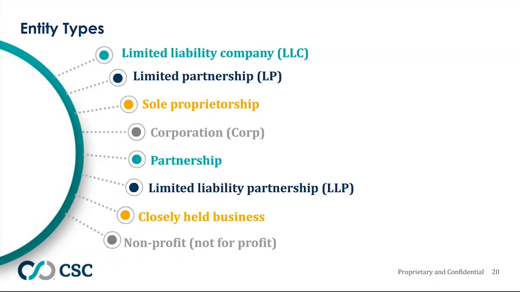Now what we're going to do is transition into talking about some of the different entity types that are out there. As you can see listed, we have things such as the limited liability companies, the limited partnerships. We also have the corporations, LLPs, the limited liability partnerships. But I also want to draw your attention that we also have closely held businesses listed here and also not-for-profits. So depending on your jurisdiction, you of course might see different requirements as you're forming entities.